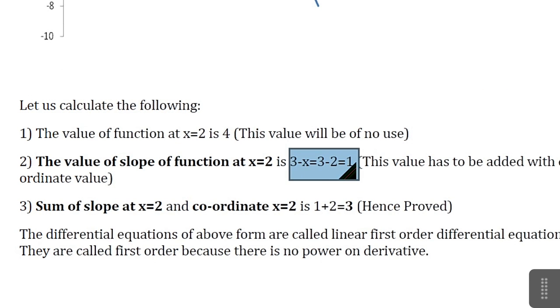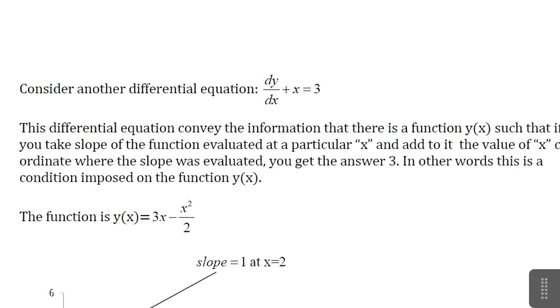Okay, you get 1. Now the third bit says that sum of slope at x equals to 2 and coordinate at x equals to 2 is 3. Now what is the meaning of this? This is the physical meaning of this. Now this can be interpreted in another way, that we have a function, we already know the function, so we have a function y equals to x, the sum of whose slope evaluated at x and the value of x gives us 3 at every point.